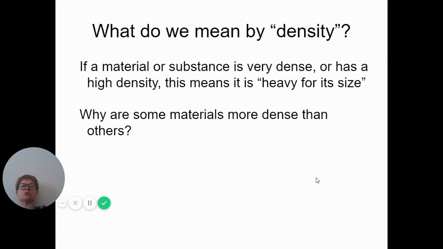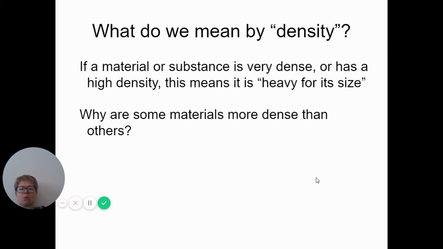If you were to hold a metal ball in one hand and a wooden ball in the other, and they were exactly the same size, which one would you expect to be heavier? Well, you'd expect the metal ball to be heavier. And that's because metal is heavier for its size than non-metals.